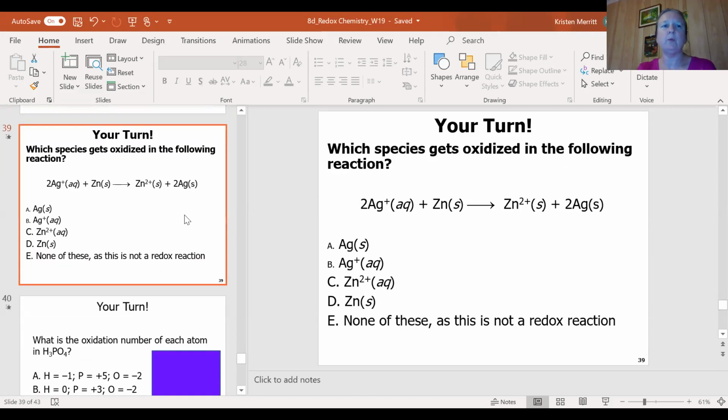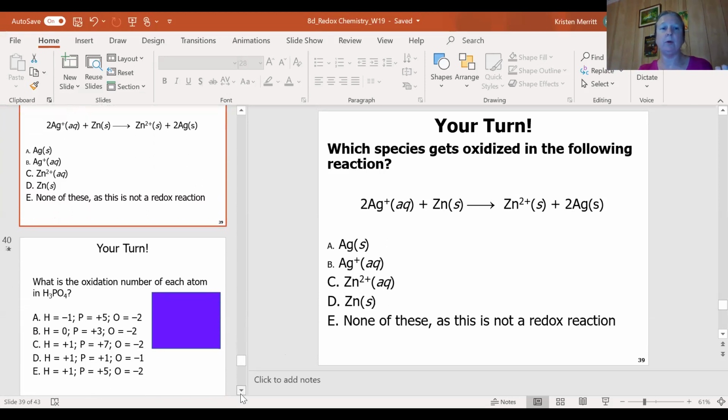Okay, this question says, which species gets oxidized in the following reaction? Well, LEO says GER, lose electrons, oxidation. So who loses electrons? Not silver, because silver goes from a +1 to a 0. It gains an electron. So zinc goes from a 0 to a +2. It loses 2 electrons. It now has more protons than electrons. But the species that's getting oxidized is zinc solid. So it's D.